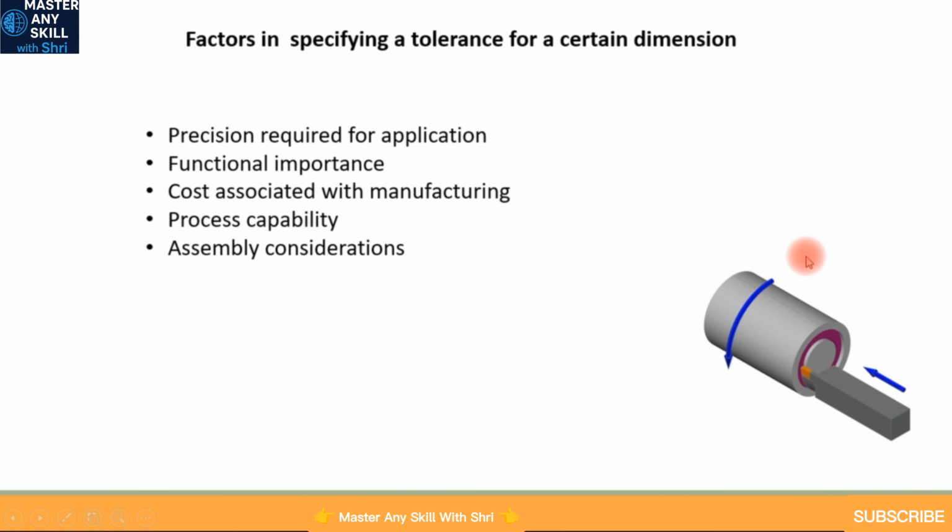And finally, assembly considerations. To make sure that assembly takes place between two parts, the locational tolerances, the orientational tolerances, the size tolerances have to be accounted for before specifying the tolerance for the mating feature dimension.